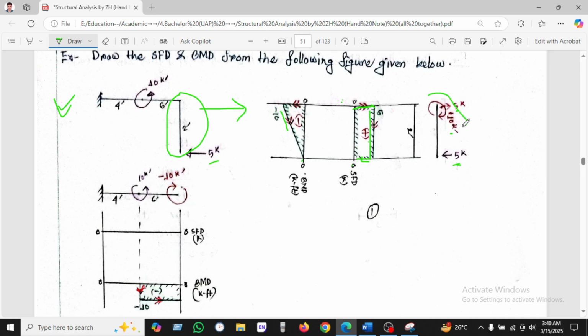As we know, this zone is the moment is 10 kip. So we are transferring this moment. This moment is transferring here. After transferring here, I'm just erasing here. The moment, this free body diagram will be like this.